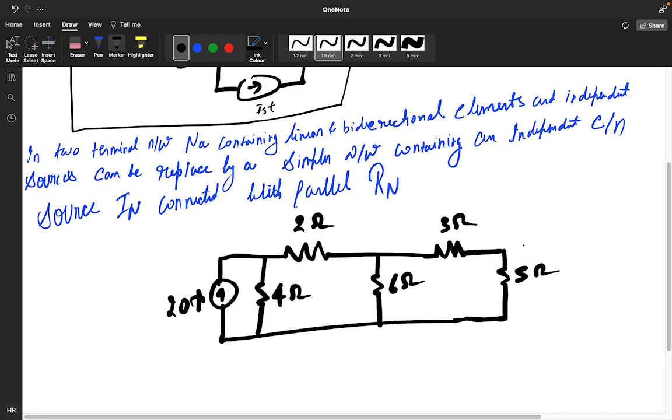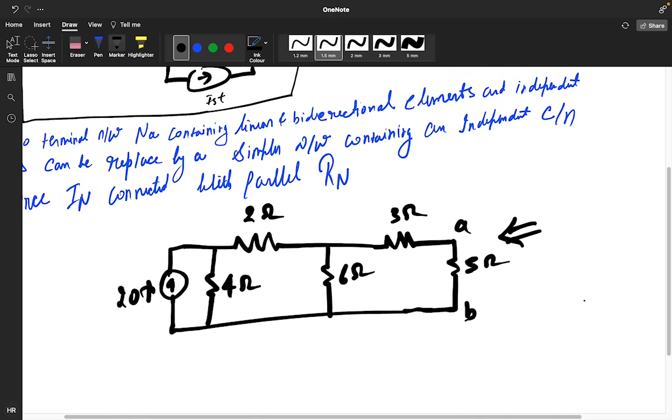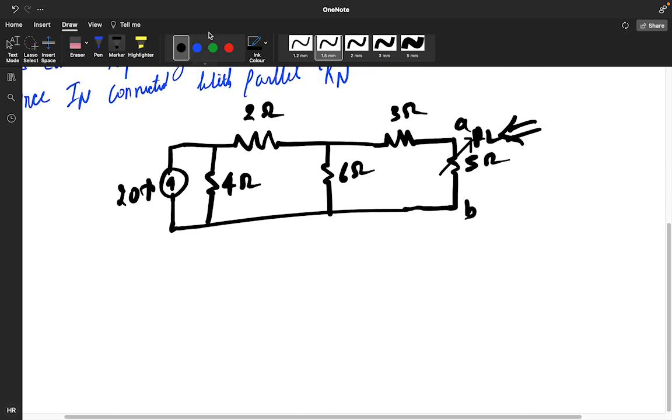so suppose, yeah, this is A, this is B. You need to find a Norton equivalent in this network. This 5 ohm, suppose this 5 ohm is your load resistance. This particular is your load resistance, RL. So how will you solve this circuit?